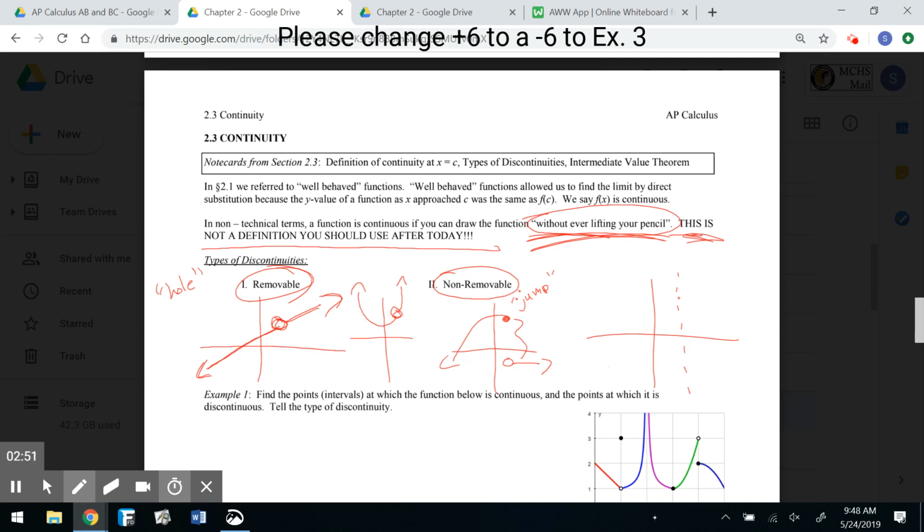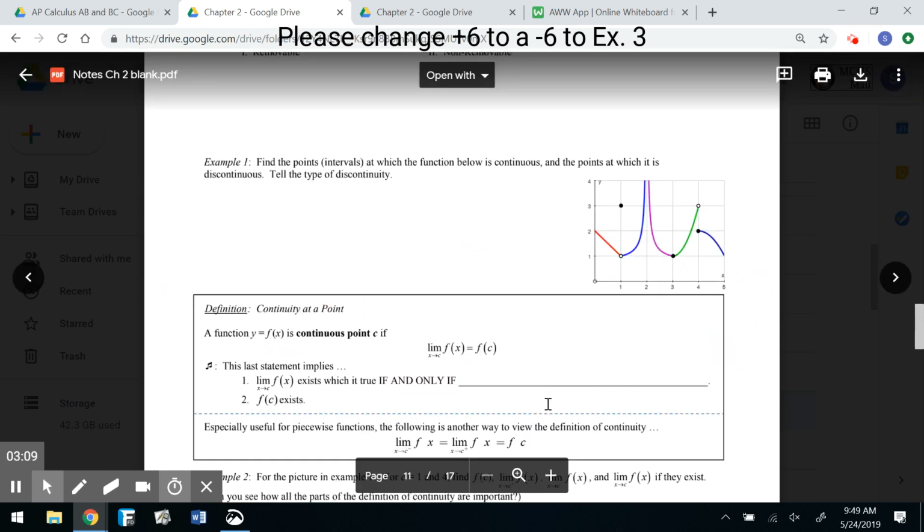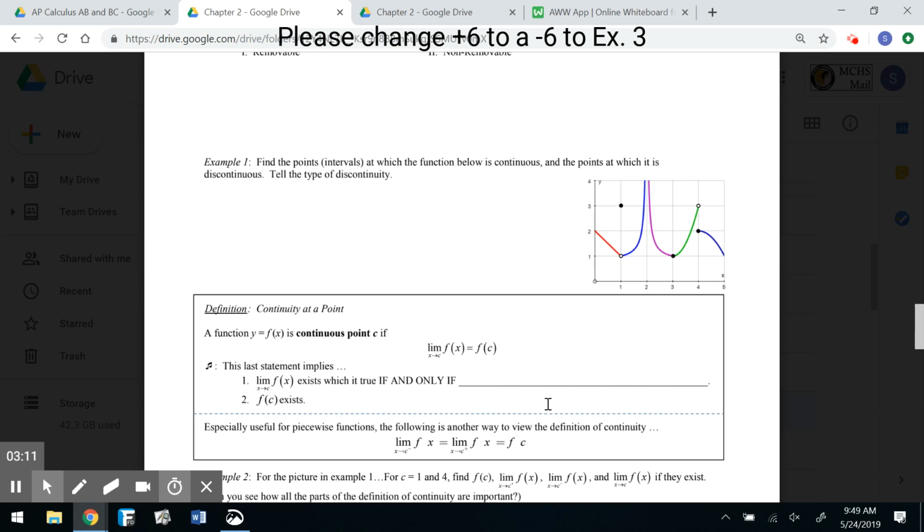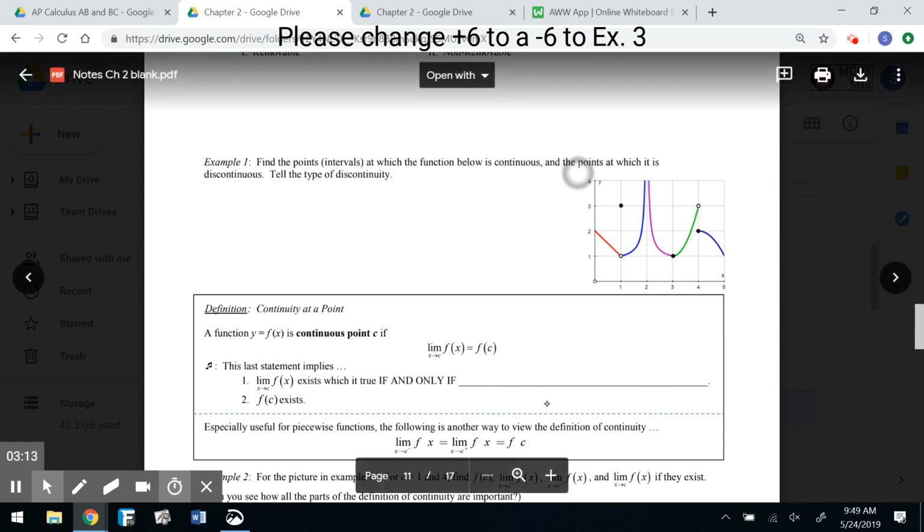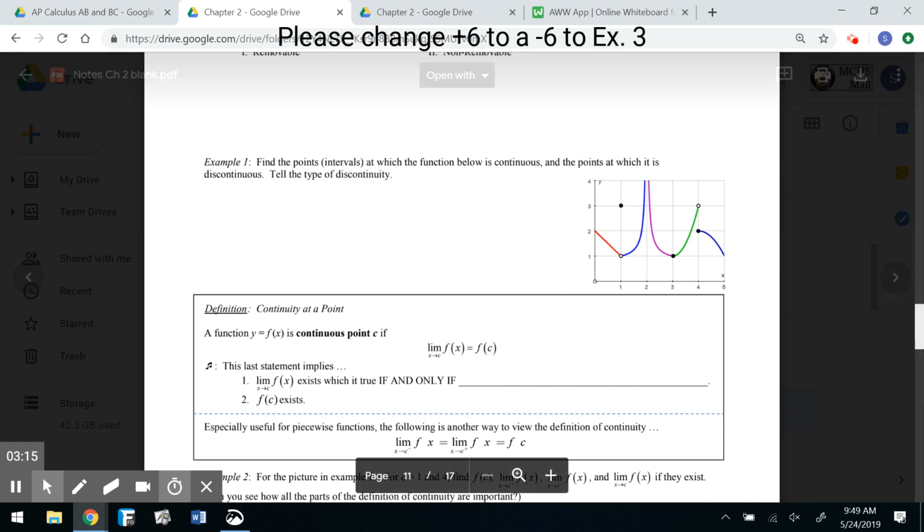Our next one is, sometimes we deal with vertical asymptotes. And when we deal with vertical asymptotes, we say that's an infinite discontinuity. And an infinite discontinuity would go in that non-removable case. To get further understanding of what's going on here in terms of continuity and discontinuities, let's look at this nice little picture over here.